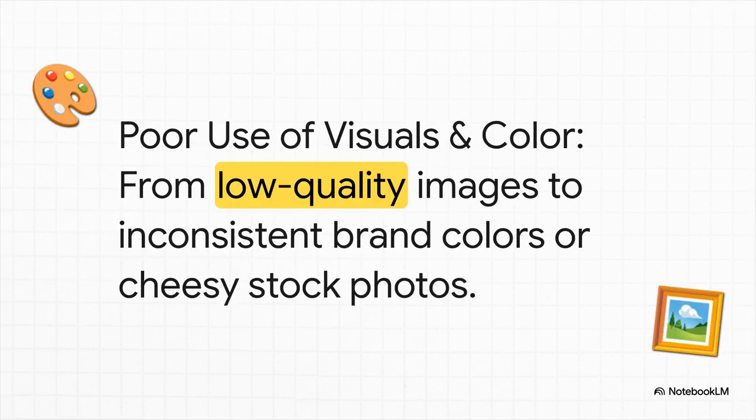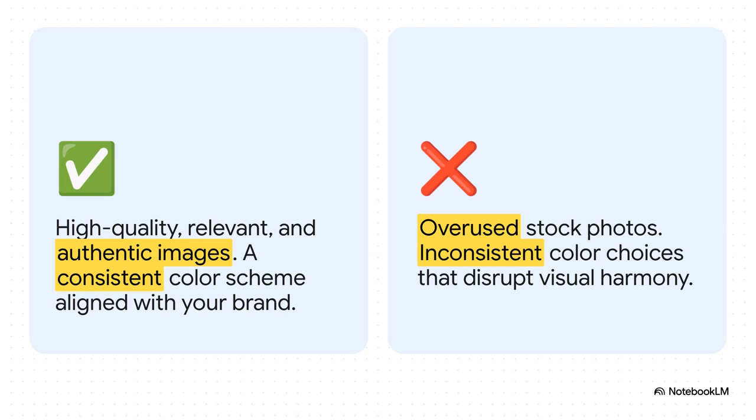Let's move on to our 7th ailment, poor use of visuals and color. This includes everything from low-quality, blurry images to inconsistent brand colors or, my personal pet peeve, way too many cheesy stock photos. I mean, the difference is just stark, isn't it? On one side, you have high-quality, authentic images and a consistent, professional color palette. On the other, you have a mess of jarring colors and fake-looking photos. It's pretty clear which one builds trust.